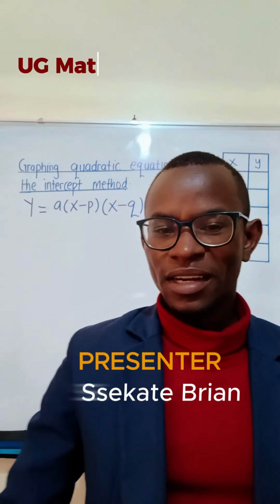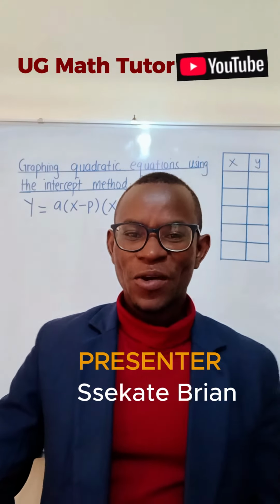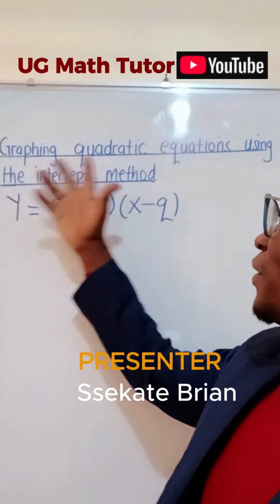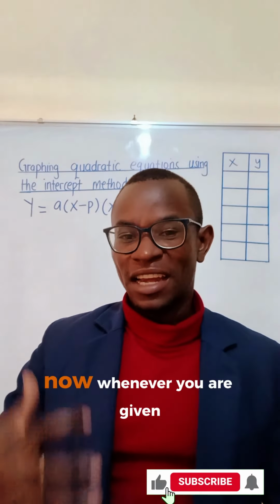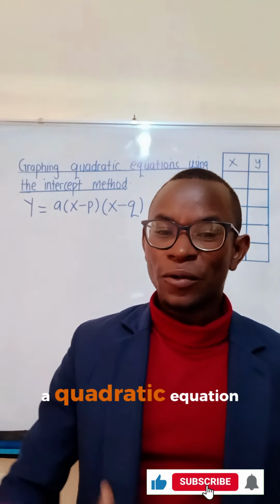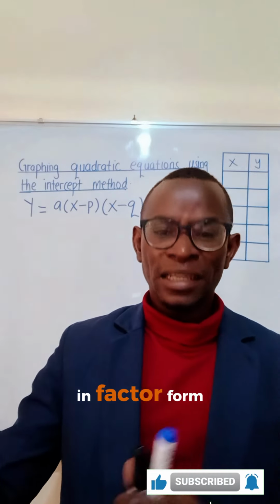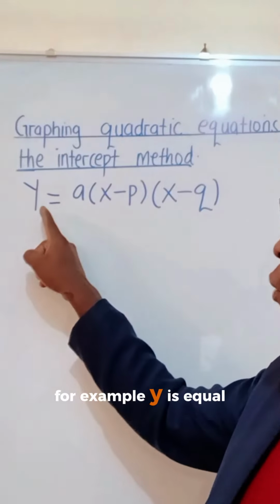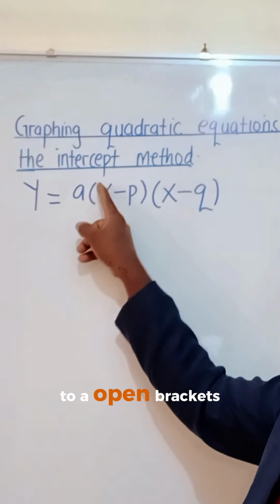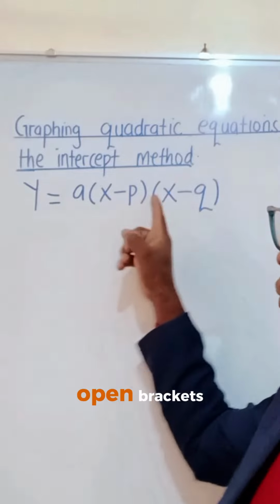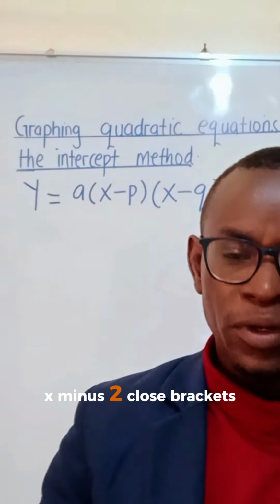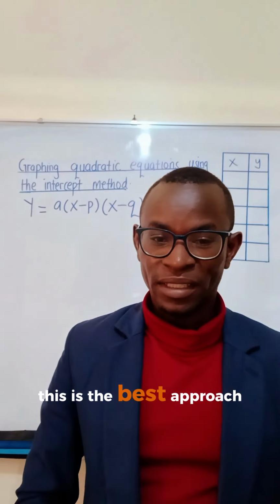Hello everyone. In today's lesson, we are going to look at graphing quadratic equations using the intercept method. Now, whenever you are given a quadratic equation in factor form, for example, y equals a(x minus p)(x minus q), this is the best approach.